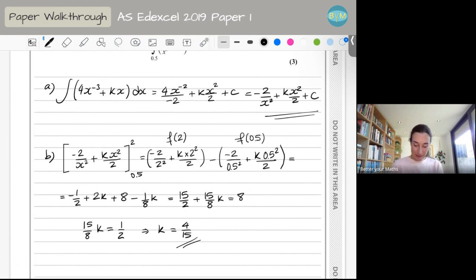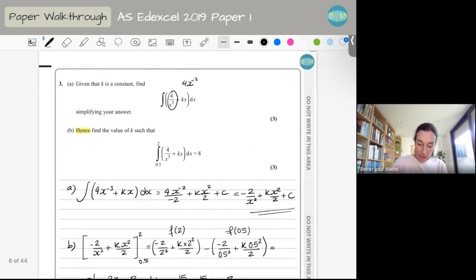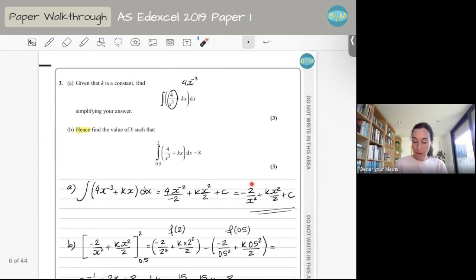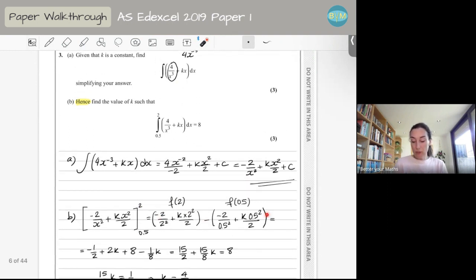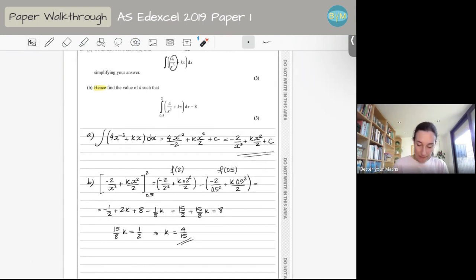Okay, cool, perfect. So that's the value of k, and the only thing that we've done is using the expression that we found for our integral, and then substitute the limits. So first you substitute the 2, then minus, you substitute the 0.5, and you're super careful with the signs, because if you don't write the brackets, sometimes we make mistakes with that. Okay, all good with this question?